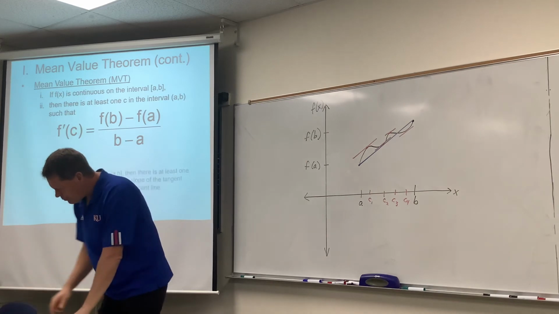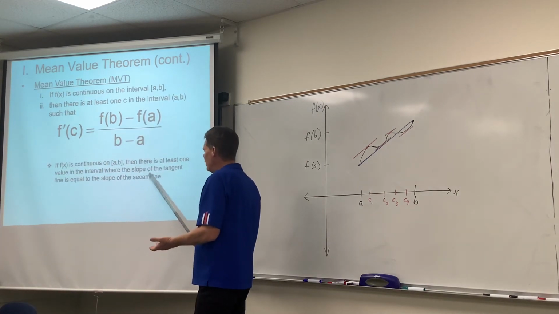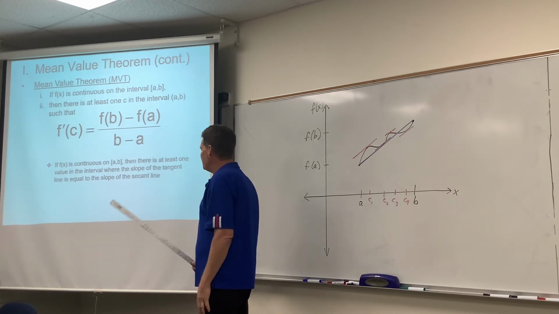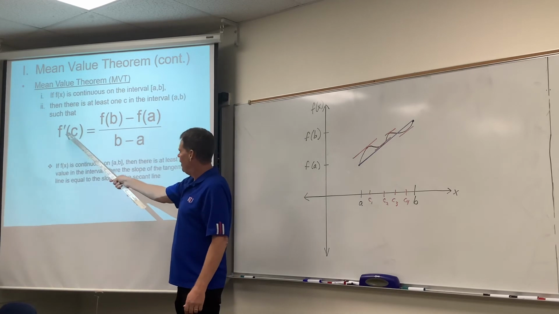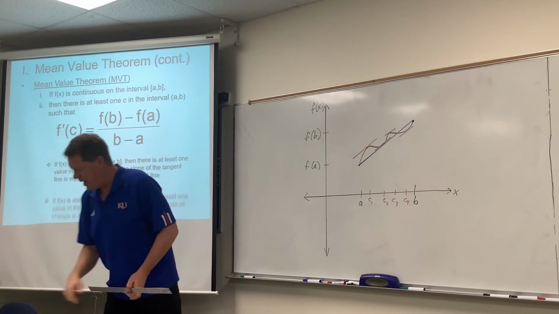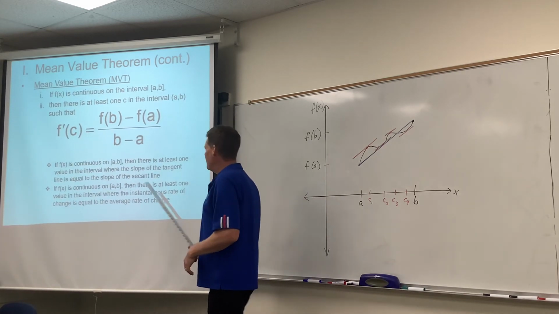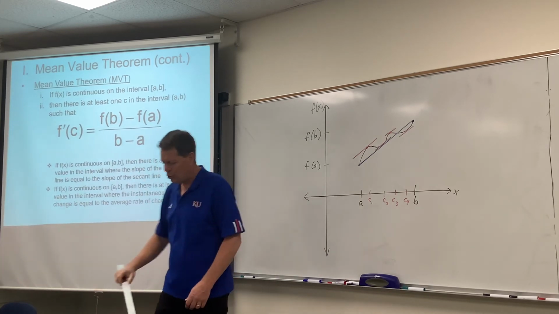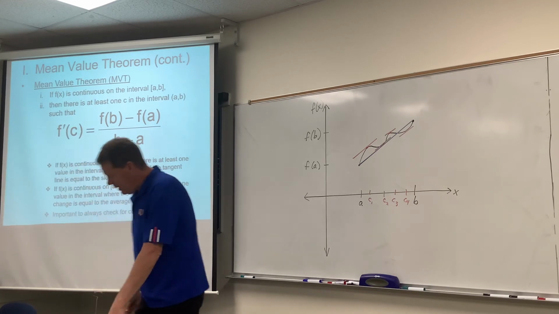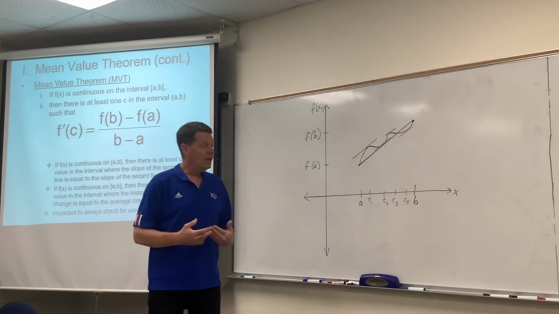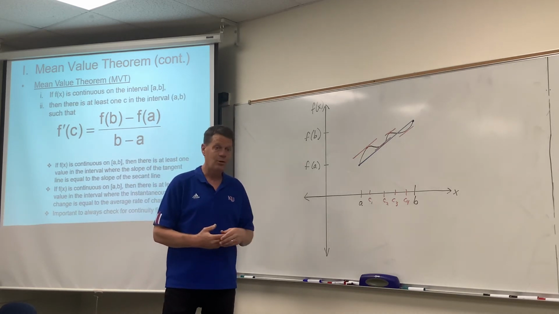All right, and so, you know, you can read the notes here. If we have a continuous function, there's got to be at least one place where the slope of the tangent line, f prime of c, is equal to the slope of the secant line. And there's multiple ways to say that. There's got to be at least one place where your instantaneous rate of change was the same as your average rate of change. There's all kinds of things related to that. And of course, we always make sure that the function is continuous before we apply the theorem. Otherwise, all bets are off. If there was an asymptote or a hole in there, the theorem is moot.